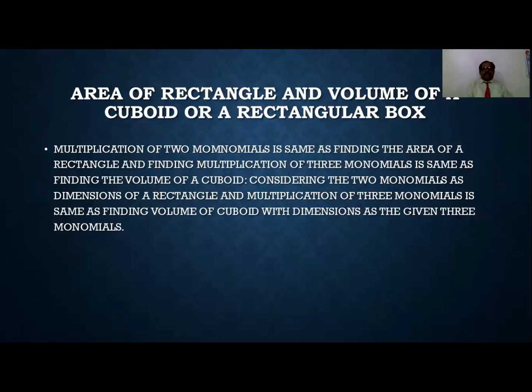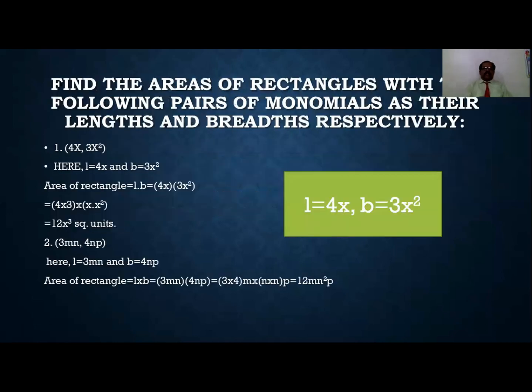Let's try to solve some examples on this concept. Find the area of a rectangle with the following pairs of monomials as their length and breadth respectively. A rectangle has two dimensions, length and breadth. Two monomials are given as 4x and 3x square. Considering the first monomial as length, it is equal to 4x, and the second monomial as breadth, the breadth of the rectangle is 3x square.